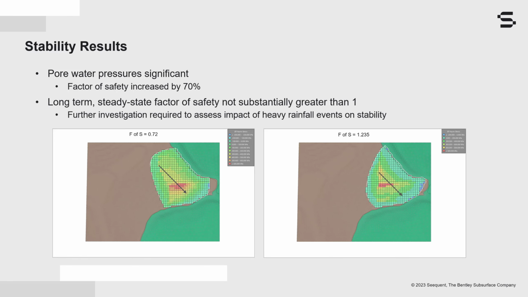Since the factor of safety is not significantly greater than 1 under the long-term conditions, we would expect that the heap leach pad might experience short periods of instability associated with the pore water pressure conditions caused by heavy rainfall events. Further analysis is required to determine the amount of precipitation required to cause these conditions.